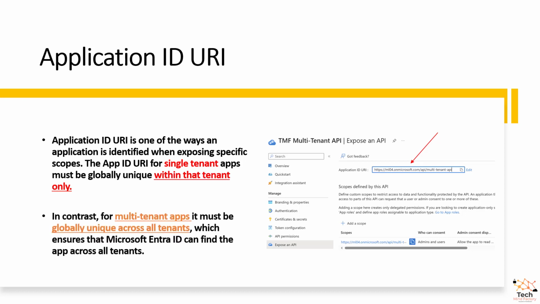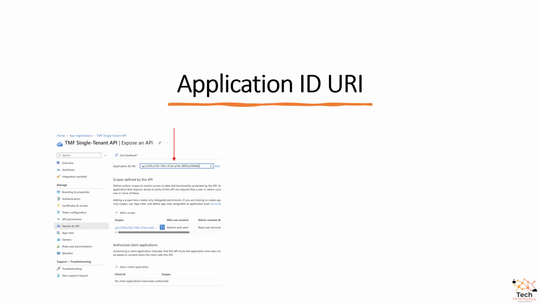In contrast, for multi-tenant applications, it must be globally unique across all tenants, which ensures that Microsoft Entra ID can find the app across all tenants. So if this is a multi-tenant web API, the application ID URI has to be globally unique. This is super important.